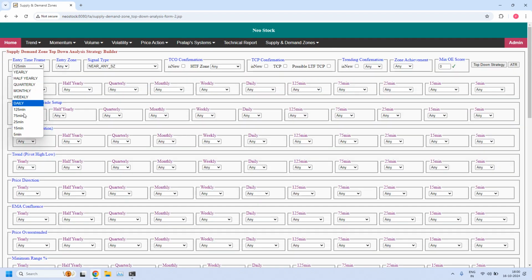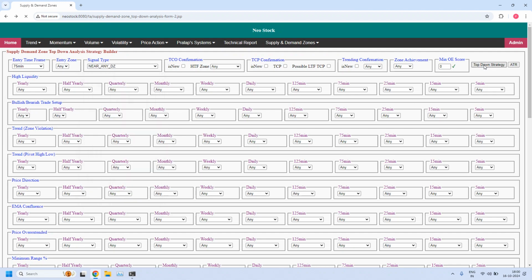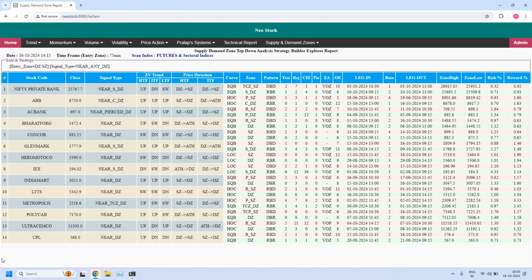Next time frame is 75 minutes. Let us find the stocks near the 75 minutes demand zone. 14 stocks are filtered. Let's identify high liquidity demand zones from this list. NIFTY Private Bank is not listed in F&O. And the next one, ABB, is a 75 minutes high liquidity demand zone.